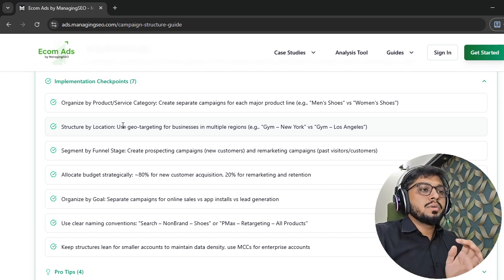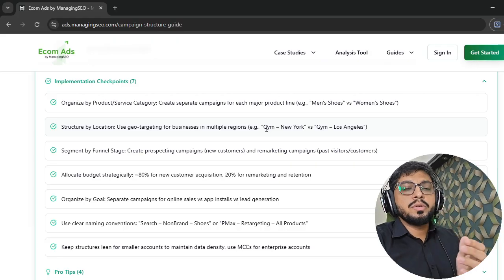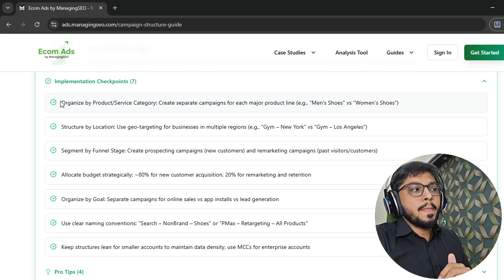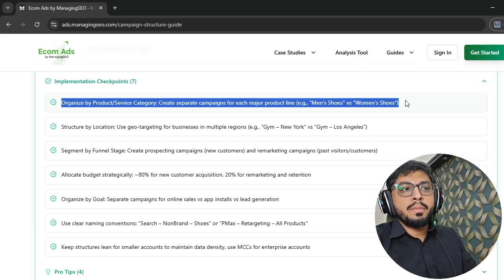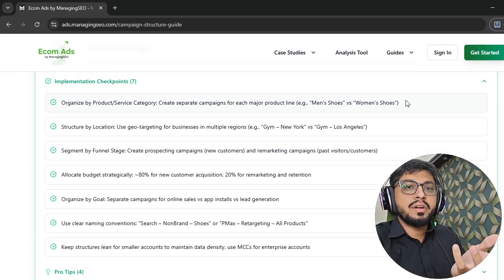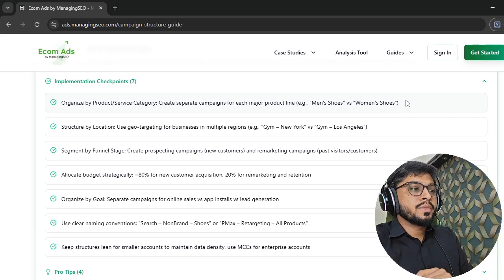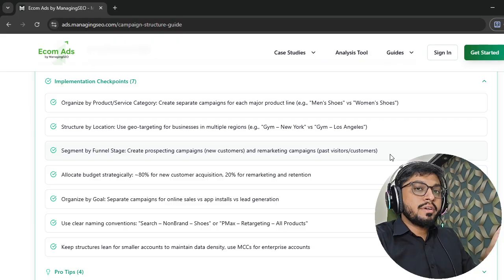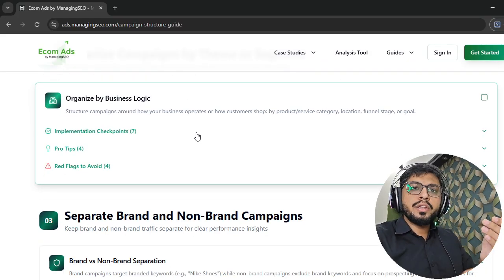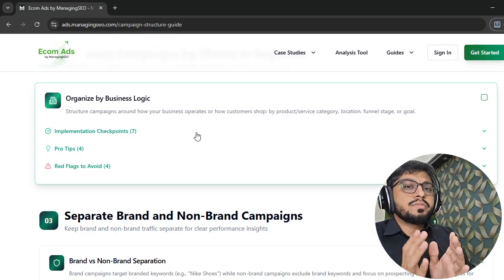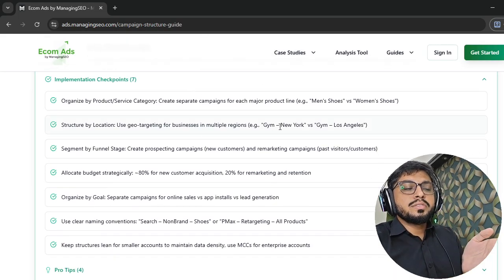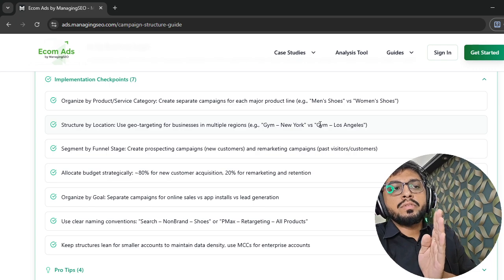For example, let's say you want to just target New York, or maybe you want to target multiple locations. Then I won't be creating separate campaigns on the basis of products in the start, because the more important factor we have right here is location rather than the product. So based on the important factor, you will separate the campaign. That's how you are going to organize, and you can create multiple campaigns for all of these factors. For example, if we are using the location factor, then we can use a separate campaign for New York and a separate campaign for Los Angeles.